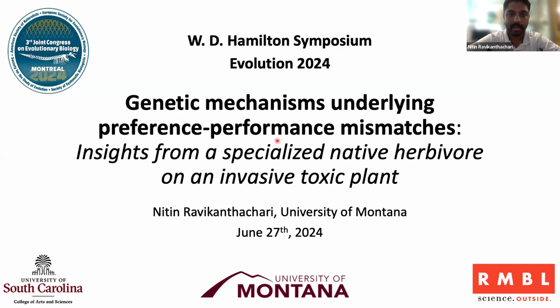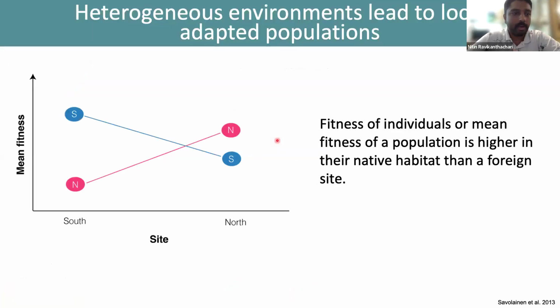I am Nitin, and today I'll be talking about genetic mechanisms underlying preference performance mismatches. And before I get into my study, I'd like to talk about local adaptation. Heterogeneous environments lead to locally adapted populations. So as you see here, due to differences in local environments, the mean fitness of a population, for example, the population in South, is higher in its native site compared to any other foreign site.